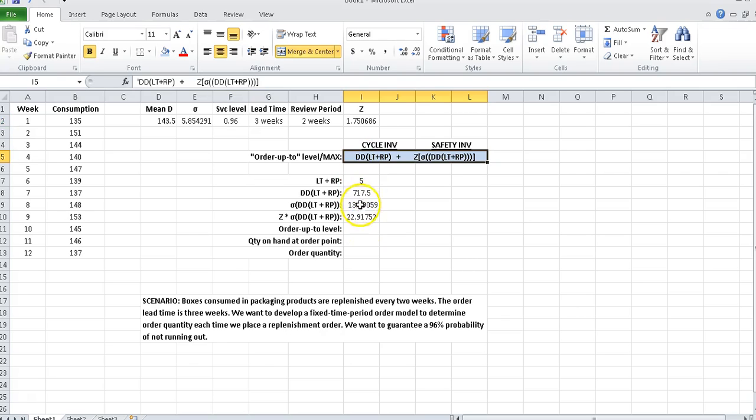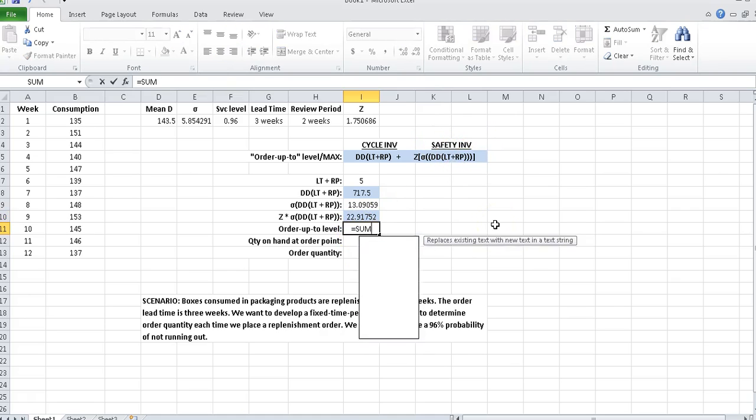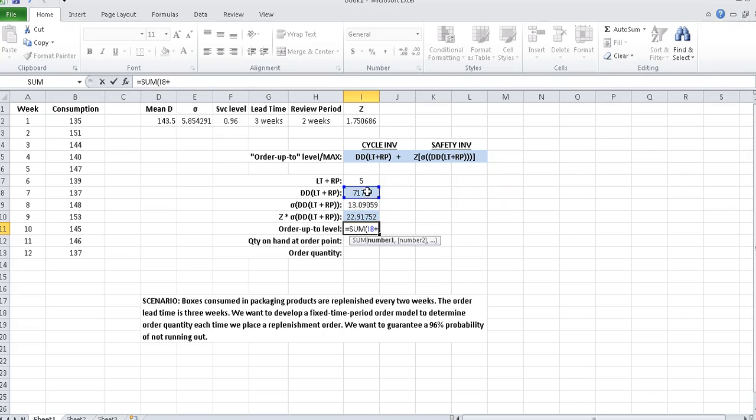So our order up to level then is this figure. That's our cycle inventory. Plus this number, that's our safety inventory. Our order up to level will be the sum of those two, cycle inventory plus safety inventory, or 740.41. Now we have to be careful.